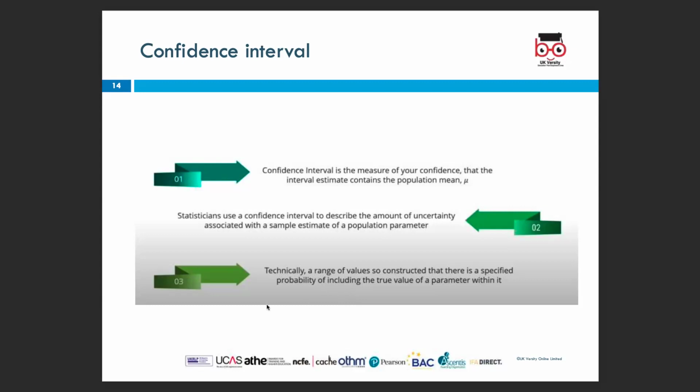And also, we have statistics. We also know that statisticians use a confidence interval to describe the amount of uncertainty associated with a sample estimate of a population parameter. Technically, a range of values so constructed that there is a specified probability of including the true parameter value within it.